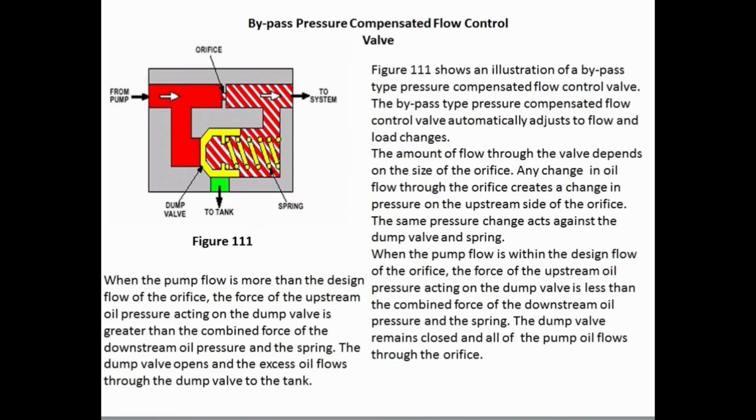Bypass pressure compensated flow control valve. Figure 111 shows an illustration of a bypass-type pressure compensated flow control valve. The bypass-type pressure compensated flow control valve automatically adjusts to flow and load changes. The amount of flow through the valve depends on the size of the orifice. Any change in oil flow through the orifice creates a change in pressure on the upstream side of the orifice. The same pressure change acts against the dump valve and spring.